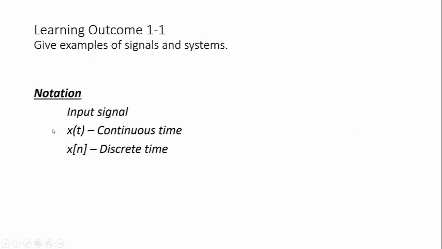Notation. We said that a signal could be an input signal or an output signal. For input signals, we use the letter X. We use x of t for continuous time and x of n for discrete time. Our output signal, we use the variable y, with y of t for continuous time and y of n for discrete time.